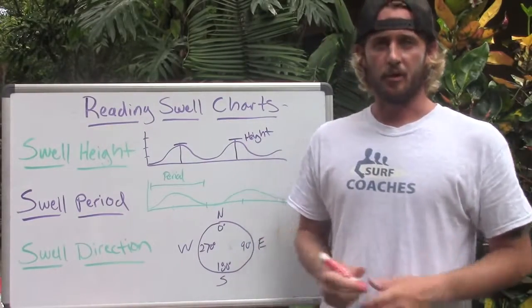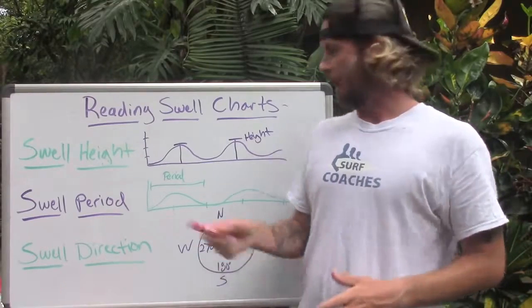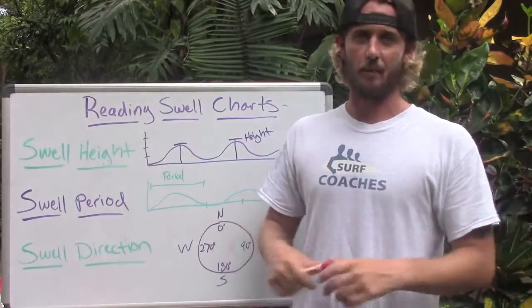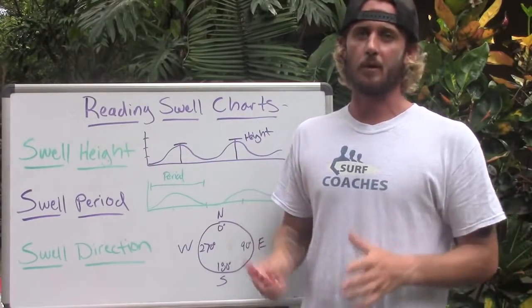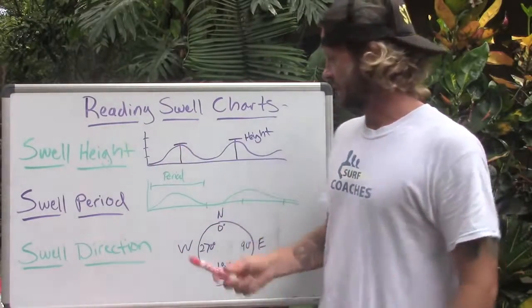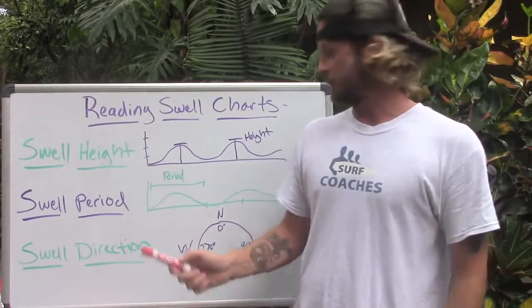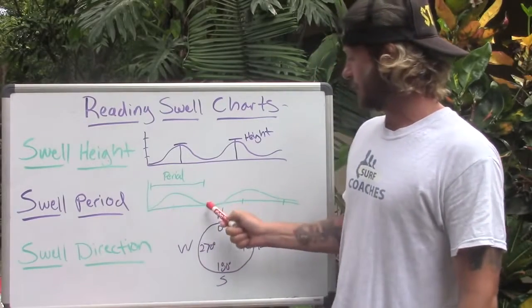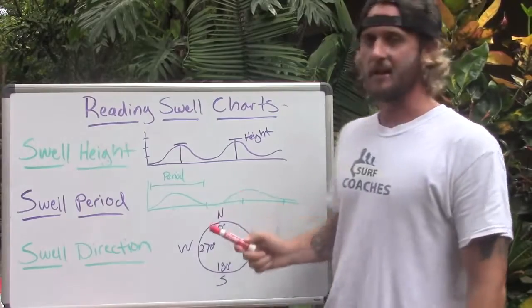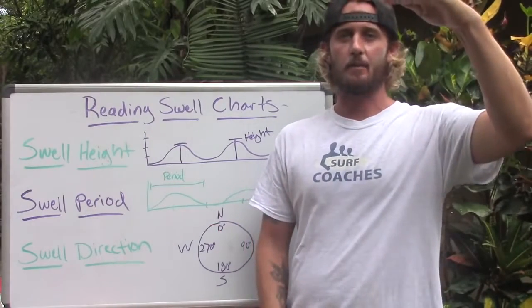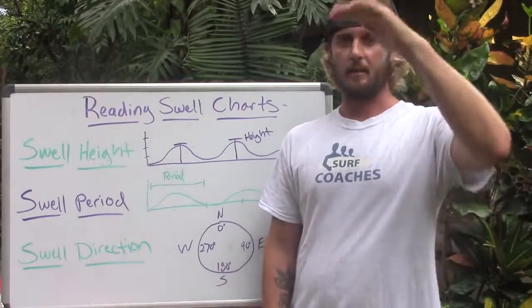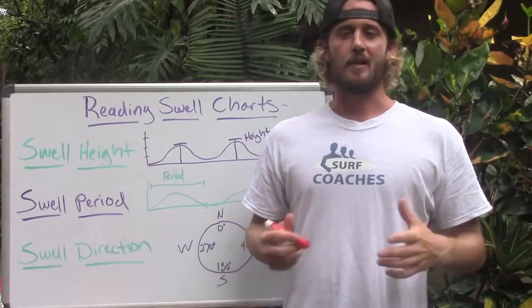The next number you'll see will be the swell period. You'll see the height, 4.2 feet for example, at a certain amount of seconds, and that's the swell period or the frequency. The way they get the period is they measure the time lapse between trough to trough or peak to peak. So that's the average amount of time that passes from when a peak of a wave passes a buoy till the next peak.